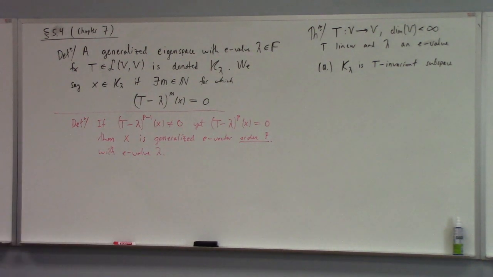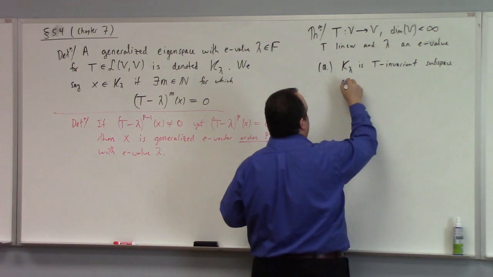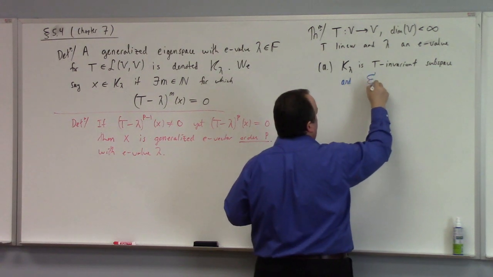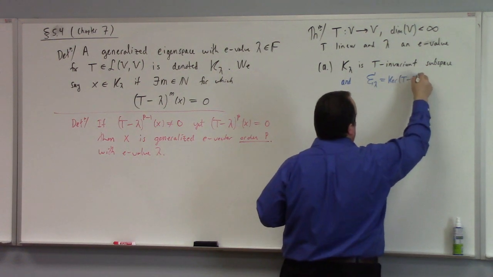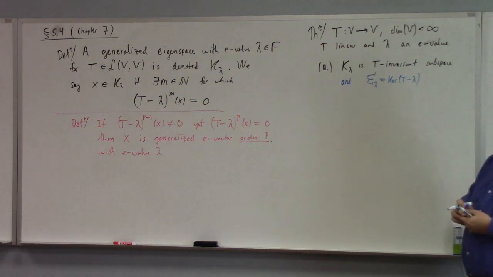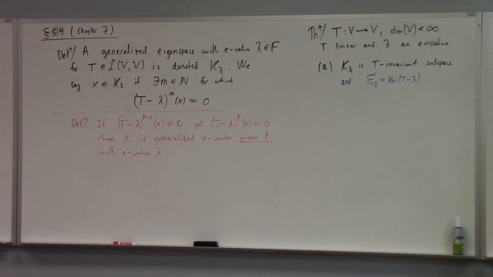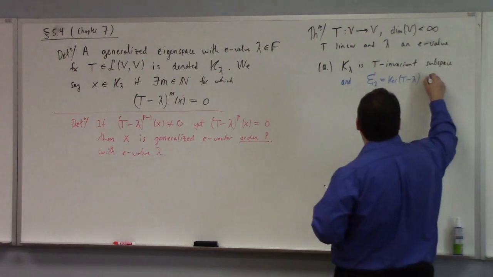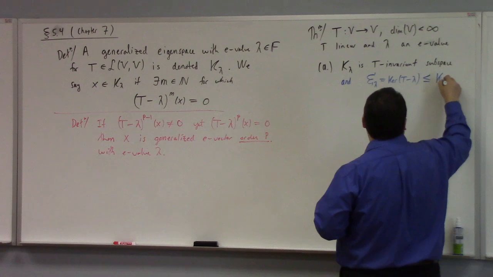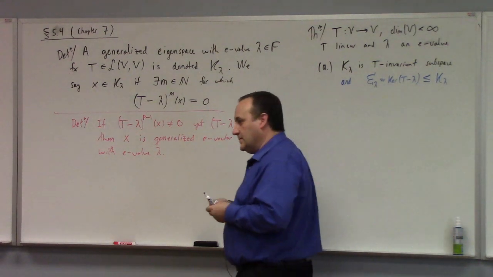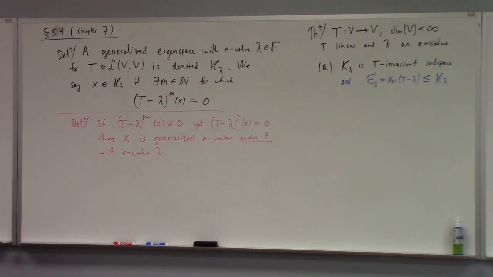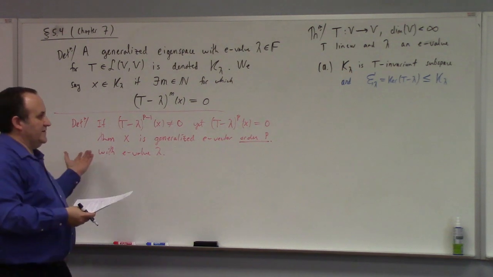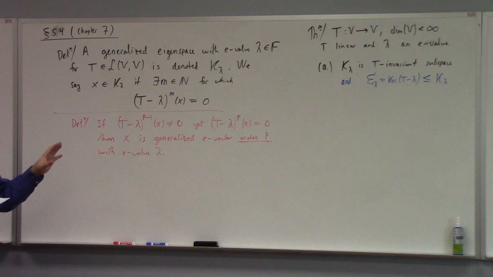What do you guys think about E lambda? How would that figure into the story here? What was E lambda? Remember? E lambda was equal to the kernel of T minus lambda, right? It's just the eigenspace. So that is going to be a subspace of the generalized eigenspace. So eigenvectors are special cases of generalized eigenvectors. In fact, if you look at my other definition, every eigenvector is a generalized eigenvector of order 1.